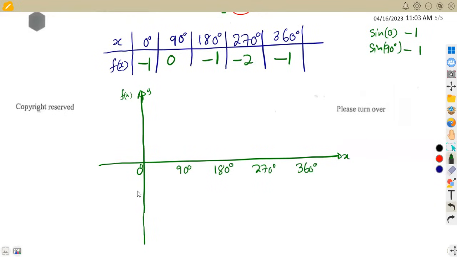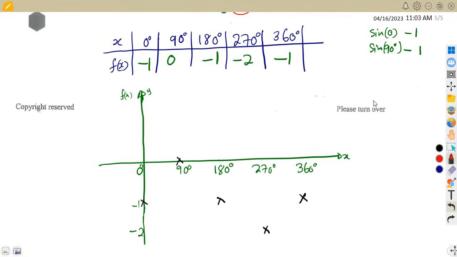So this is at negative 1. Let's say negative 2, or let's just try to separate a little bit. Negative 1, negative 2. All right, so we can mark our points. If we do not understand, you can just mark your points: 0 versus -1, 90 versus 0, 180 versus -1, 270 versus -2, 360 versus -1.